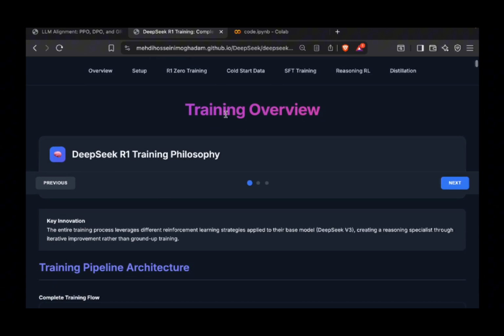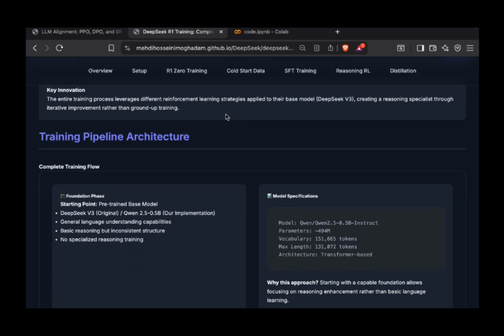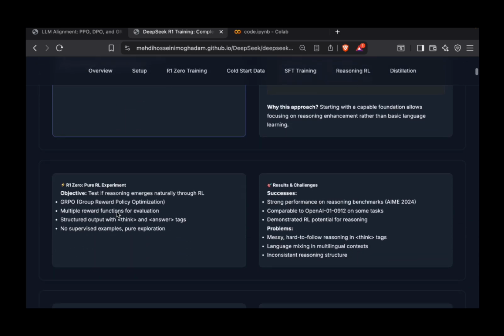So let's quickly look at how it is possible and how we can give reasoning ability to a base model. As our base model, we try to use Qwen 2.5 with 500 million parameters. Technically it is about 494 million parameters, which technically acts as the DeepSeek V3 original model. And what we're trying to do is to give reasoning capabilities to this model.